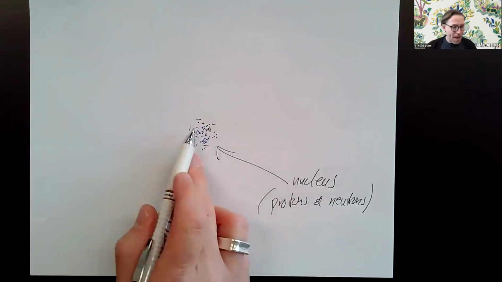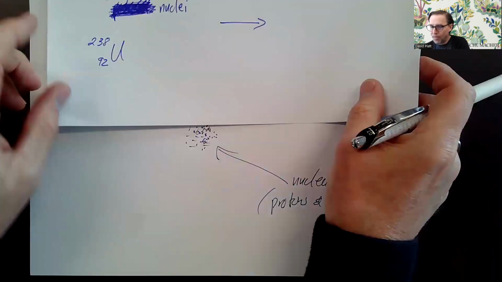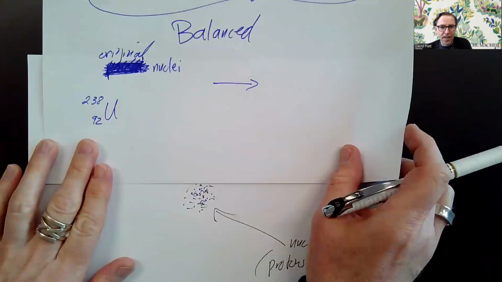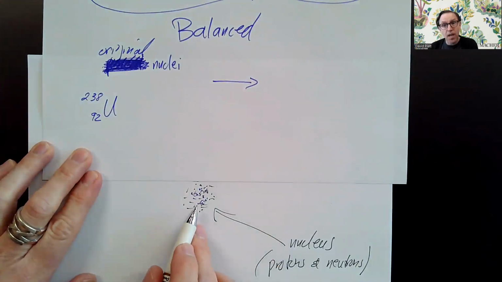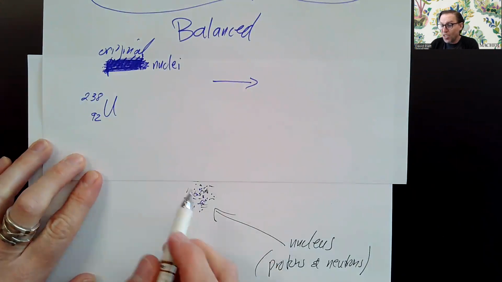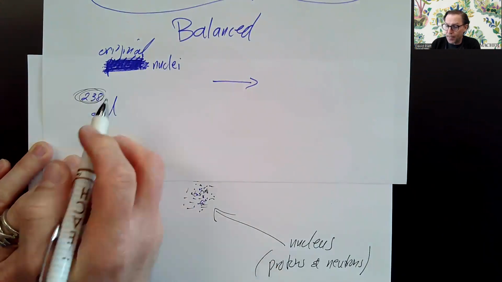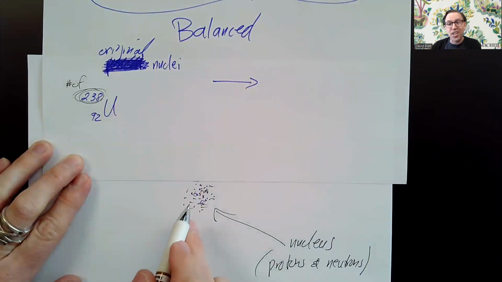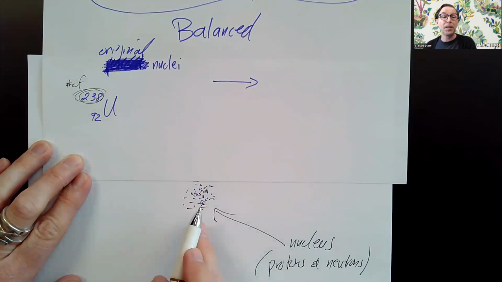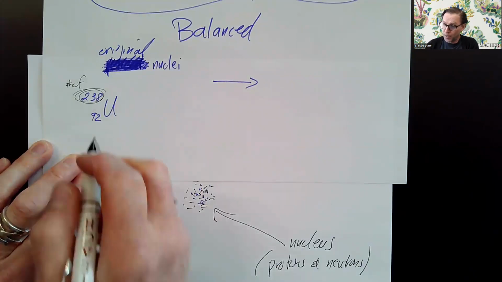So how many things do I have here in this nucleus? Well, I've got the number of protons plus the number of neutrons is the total number of things. This number up here is the number of things in the nucleus. It's the number of protons plus the number of neutrons.